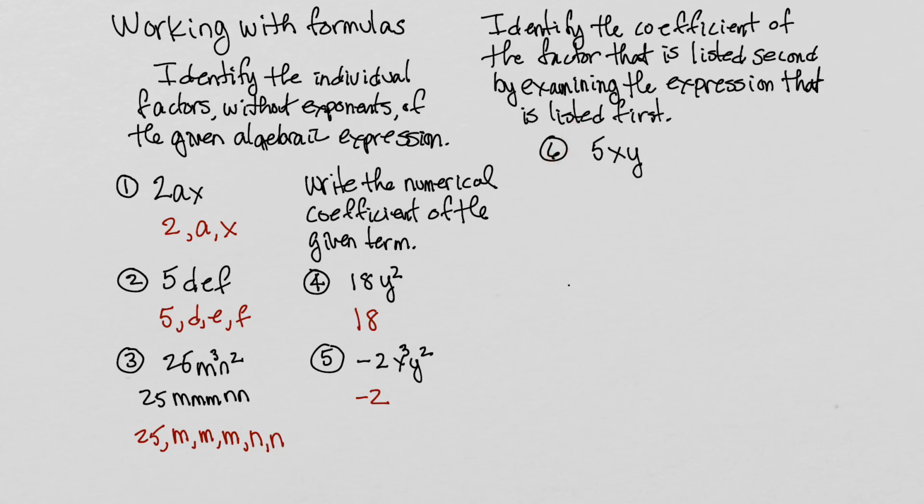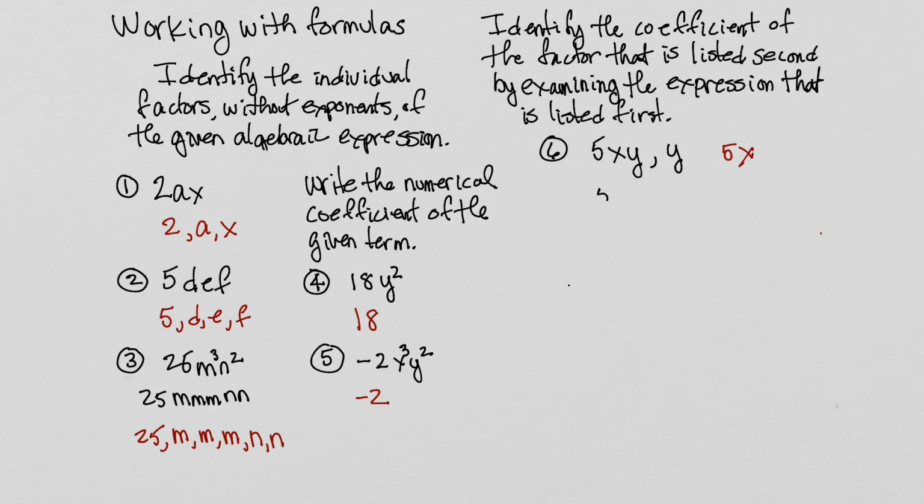Now, in this little group of problems here, what we're going to do is identify the coefficient of the factor that is listed second. So suppose in number 6, we list the y second. Now, all we have to do is just identify the y and think about all the multipliers. What's multiplying the y? Well, what multiplies y here is 5x. So according to our book's definition, the coefficient of y is 5x. I'll write it over here.